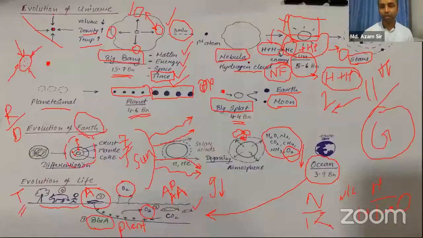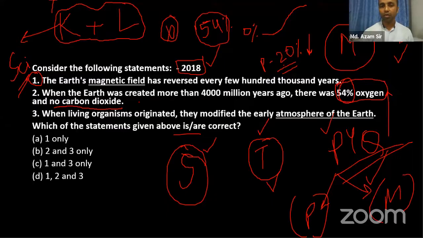So if you have read this statement, can you see in this slide, focus over here, students. Water vapor, nitrogen, carbon dioxide. Yes, carbon dioxide was also there, methane was there, ammonia was there, and I said it while explaining this, oxygen was very, very low. So oxygen was very low, carbon dioxide was there. So this statement is a wrong statement.